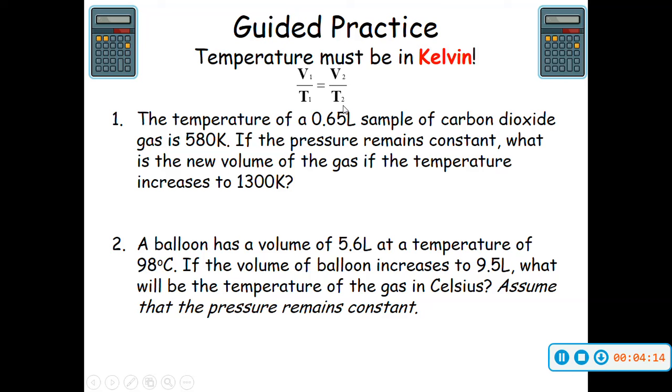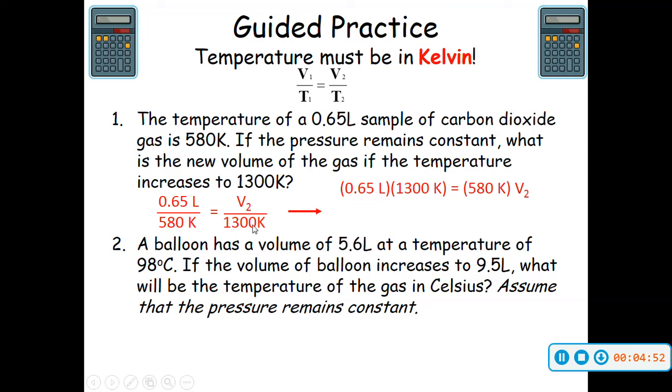We have 0.65 liters, so that's going to be our initial volume, and it's at a temperature of 580 Kelvin, so that's our initial temperature. Our question is asking for the new volume, so that's going to be our final volume. And our final temperature is 1300 Kelvin. If we plug all our variables into our equation, it should look something like this. When you deal with fractions, you're going to want to cross multiply.